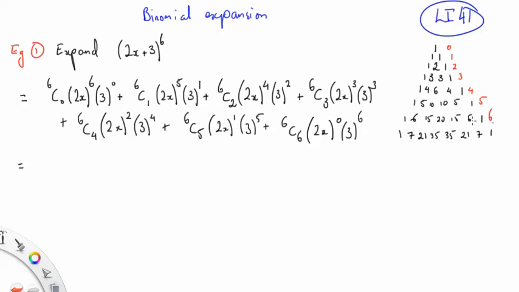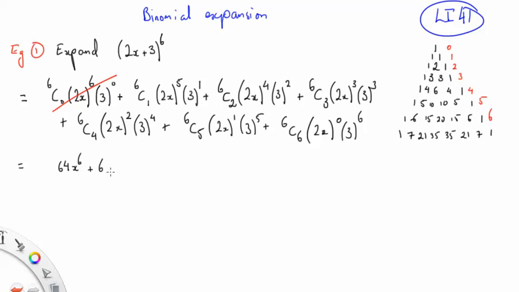Now it comes to evaluating this. 6 choose 0 is 1, so that's just going to be 1. 2 to the power of 6 is 64, so we're going to get 64x to the power of 6. And 3 to the power of 0 is just 1. Bam, first term done. Alright, what about here? 6 choose 1 is 6.